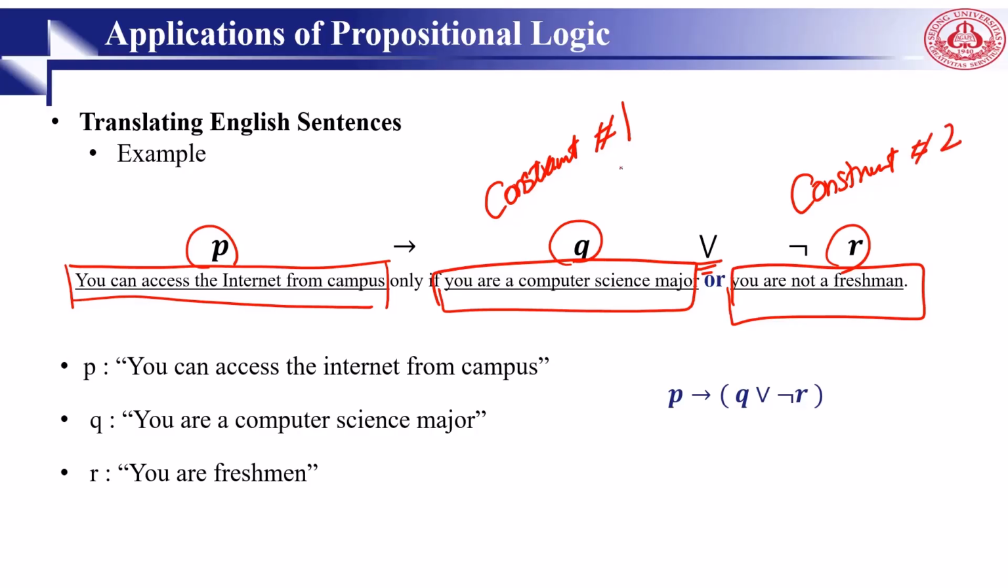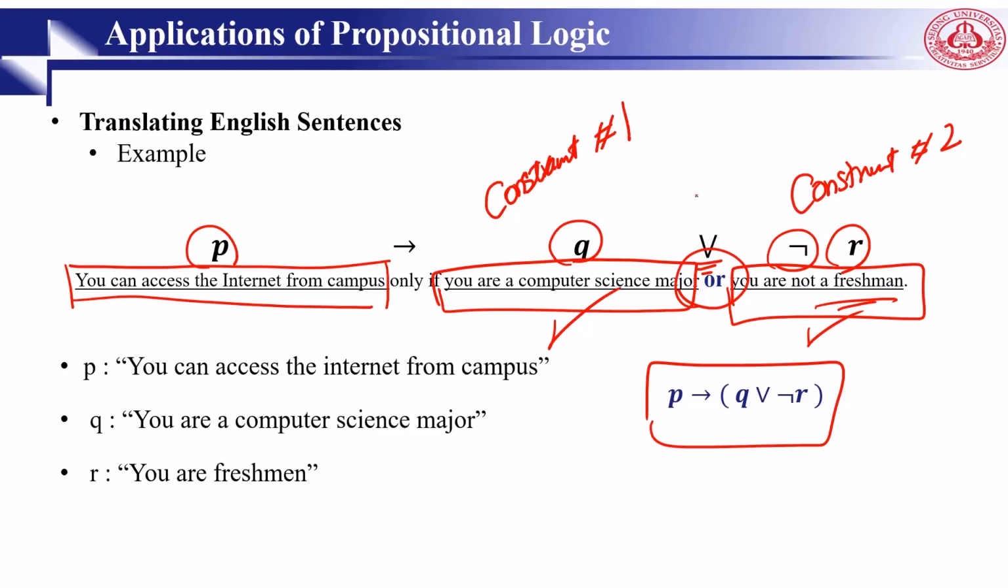So if one of them, not both, because this is or, right? If you are a computer science or you are not a freshman, you can access. It means all computer students, regardless of being freshmen or not, can access. And all the other department students can access, but they should not be freshmen. That's why here we have negation and we write like this. P implies Q or negation of R.